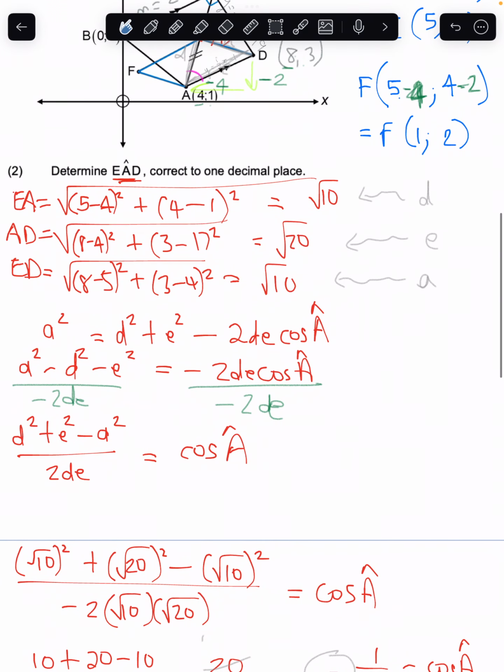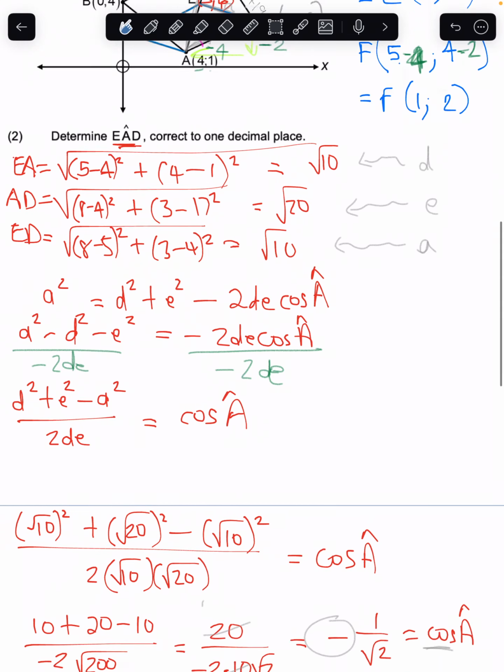Okay, then we subbed in our values. So this is root 10 squared plus root 20 squared, minus root 10 squared, divided by negative... oh, it's not negative anymore. Oh my goodness, where did I get the negative? Ay, caramba. Okay, right.